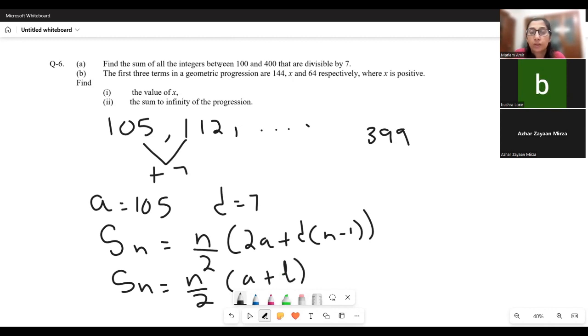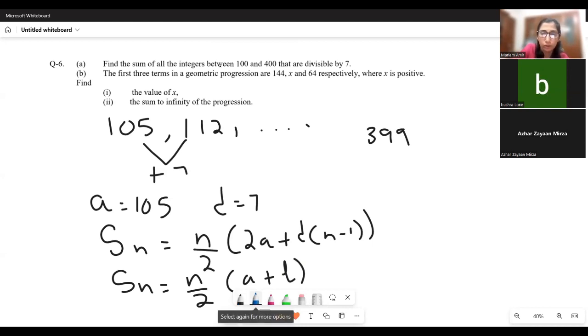All right. So we have a, the first term, we have common difference 7, and we also have the last term, but we don't have n. How many terms are there between 105 to 399? You have to find that out. 43.